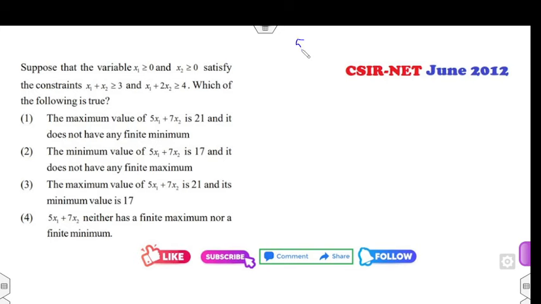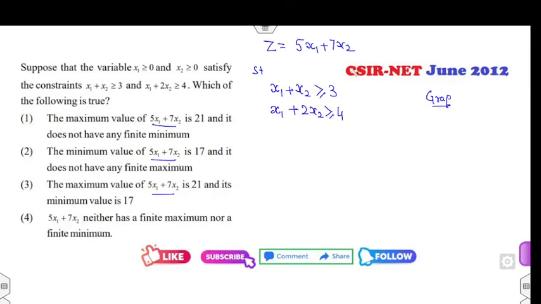Okay, your target is to find 5x1 + 7x2. Fine, this is my z. The constraints are x1 + x2 is greater than or equal to 3, and x1 + 2x2 is greater than or equal to 4. You can easily solve by the graphical method, but before that, just try to apply my shortcut tricks. Can you multiply with any of the numbers so that you can make 5x1 and 7x2? I can multiply this by 3, this by 2: 3x1, 2x2, 5x1, 3x1, 4x2, 7x2.